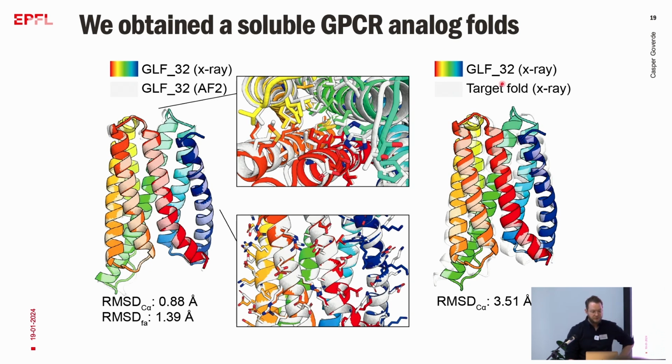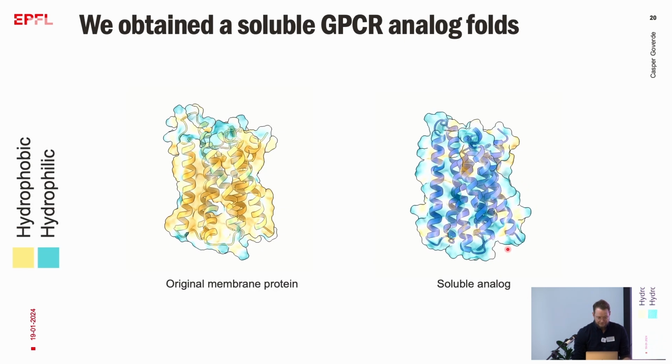And we got the same with the rhomboid protease, but also with the GPCR. So we got a GPCR-like fold, which had sub-angstrom accuracy on the C-alpha atoms and 1.4 angstrom accuracy also with the side chains. So again, what we observed in the core, it was spot on. On the surface, a little bit less so, but still very, very close. And we were about 3.5 angstroms away from the GPCR we used as a target template.